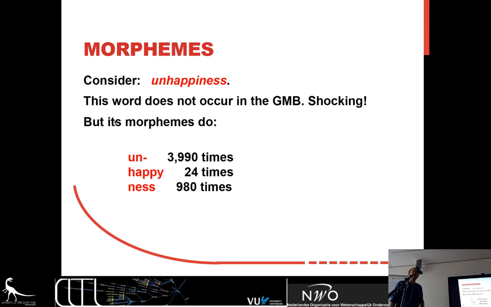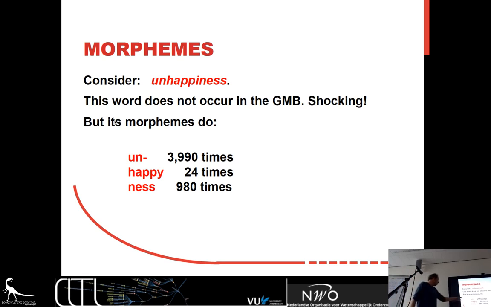Here's an example. Unhappiness. It's a normal word, unhappiness. It's not in the Groningen Meaning Bank. It's shocking. Unhappy is not in the Groningen Meaning Bank. 1.5 million words. It's not there. It's ridiculous. And it's also not on Wikipedia, for example. It's not just the bare corpus.